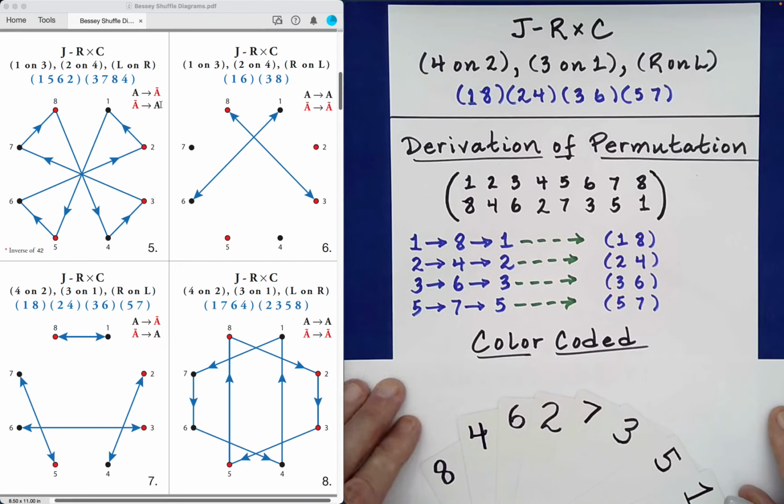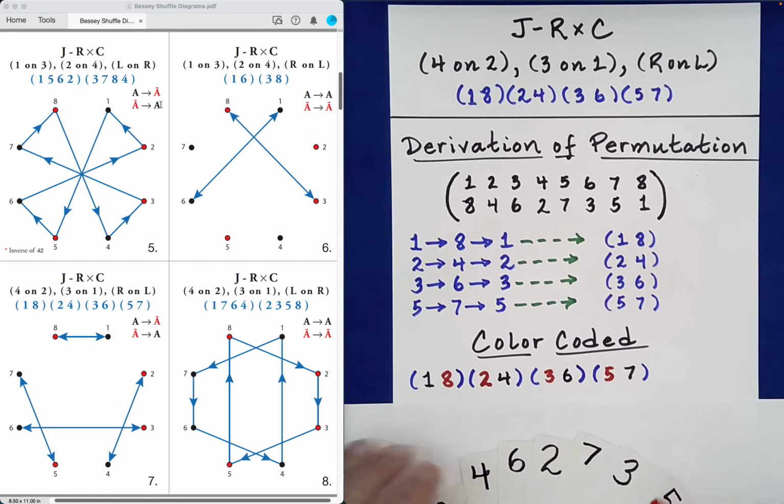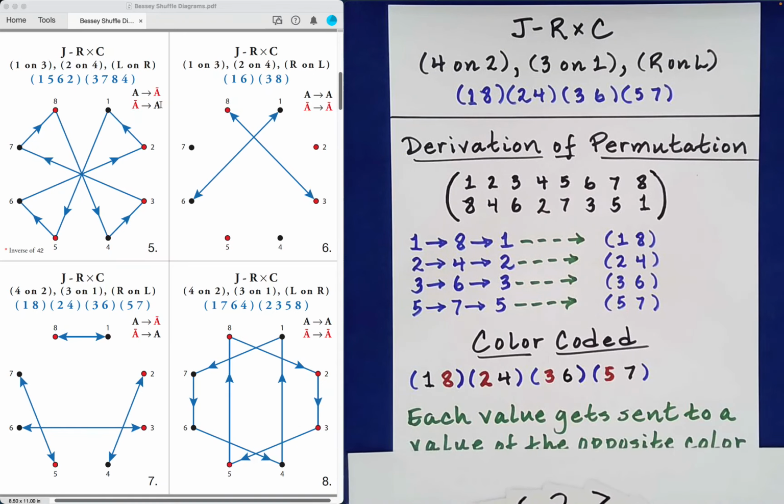Did inversion occur, or did we just preserve these sets A and A complement? Well, inversion did occur, right? Because remember, 1, 4, 6, 7 are designated as members of the set A and are color-coded black. Position values 2, 3, 5, 8 are members of the complement of A and are color-coded red. Okay, so this truly is an inversion. Each value gets sent to a value of the opposite color.